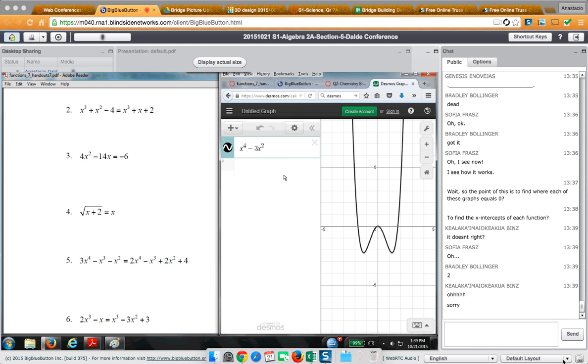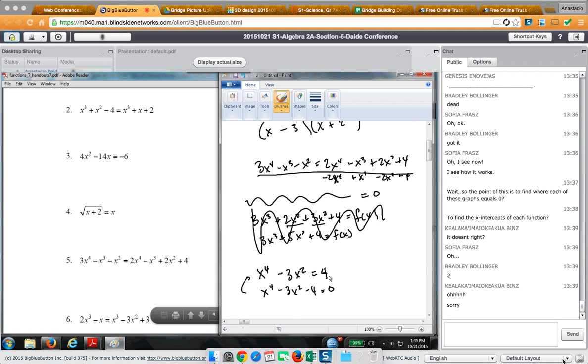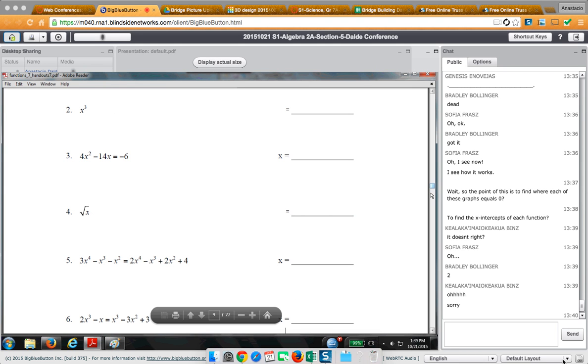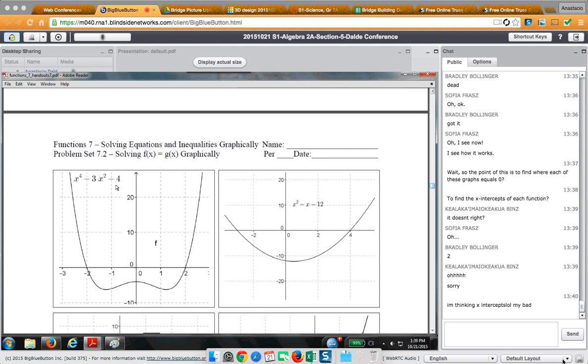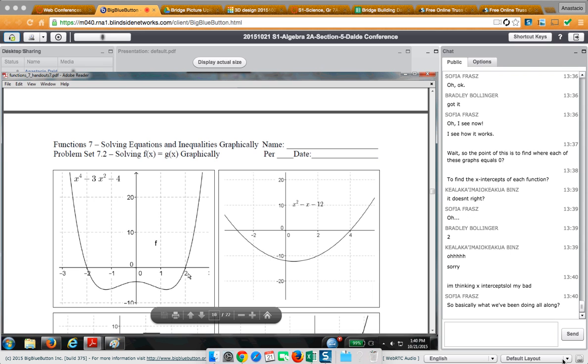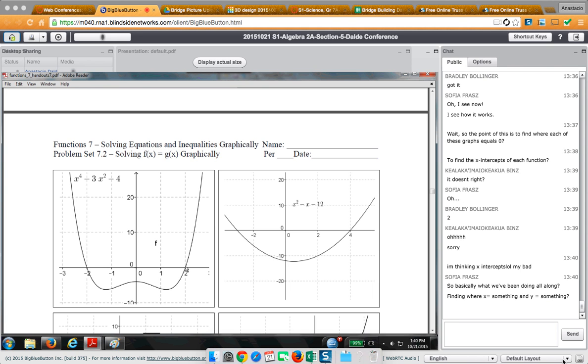So I didn't need to move everything over to one side. I could have left that 4 on the other side. I just happened to move the 4 over to the other side because they gave me the graph for it when the 4 was on the other side. So at that point, you can think of your x-intercepts as negative 2 and positive 2. They all gave me the same answer because it's the same equation. You're just making the right-hand side of the equation equal to something different.